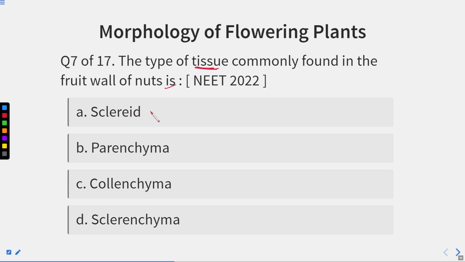Now options are sclereid, parenchyma, collenchyma and sclerenchyma. So let's start with parenchyma first, then we'll come to sclereid. Parenchyma are mostly meristematic. In plants, they can be photosynthetic also. They consist of chlorophyll, chloroplast. Collenchyma helps to support the plant. Sclerenchyma is a dead tissue. There is no cytoplasm present.